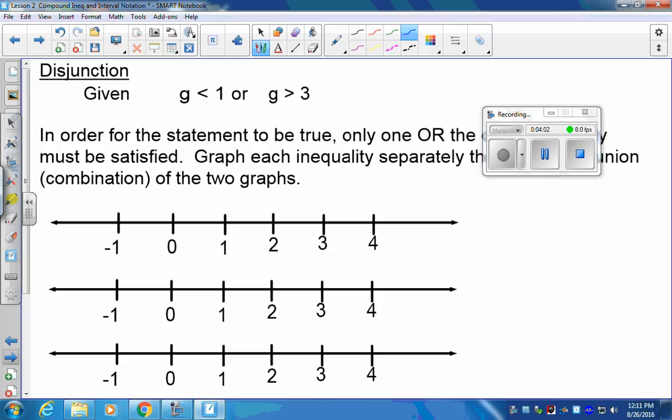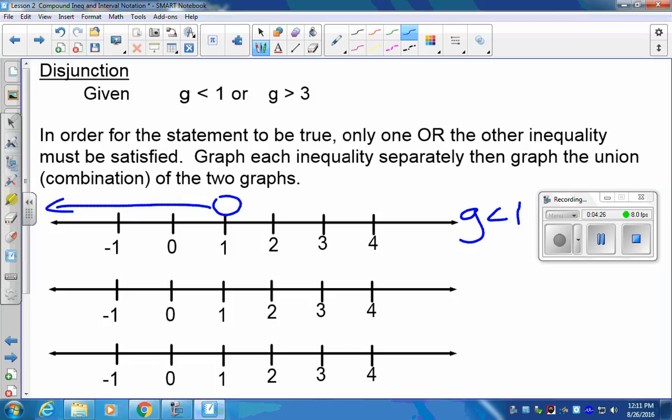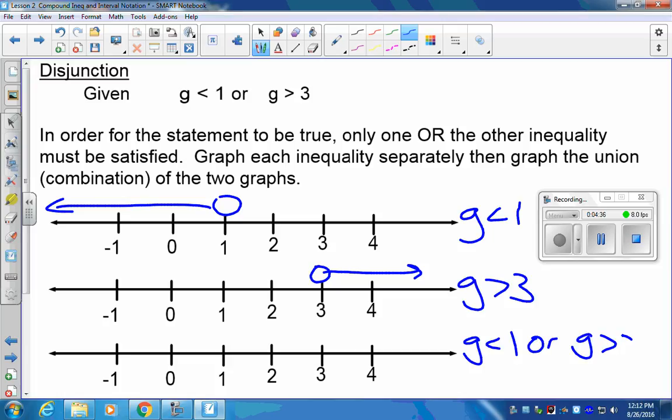All right, a disjunction. So if we're given that g is less than 1 or it's greater than 3, this is that or statement that we looked at before, the union. In a disjunction, in order for the statement to be true, only one or the other inequality must be satisfied. So we're just graphing them. G is less than 1, shade to the left. G is greater than 3, shade to the right. So when I'm looking at both, it's either going to be g is less than 1 or g is greater than 3. I'm shading everything possible.